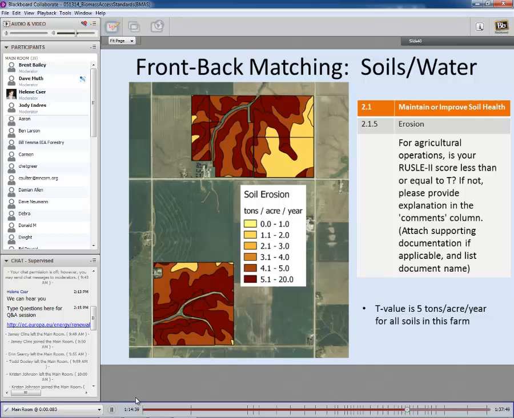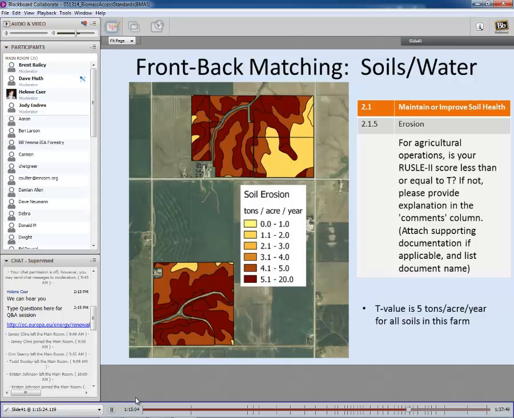So the question really revolves around, does the NRCS score fall less than the tolerable, or T, soil loss value for that field, or for all the soils in the field? In the case of this farm, all of the soils have a tolerable soil loss value as established by NRCS of 5 tons per acre per year.